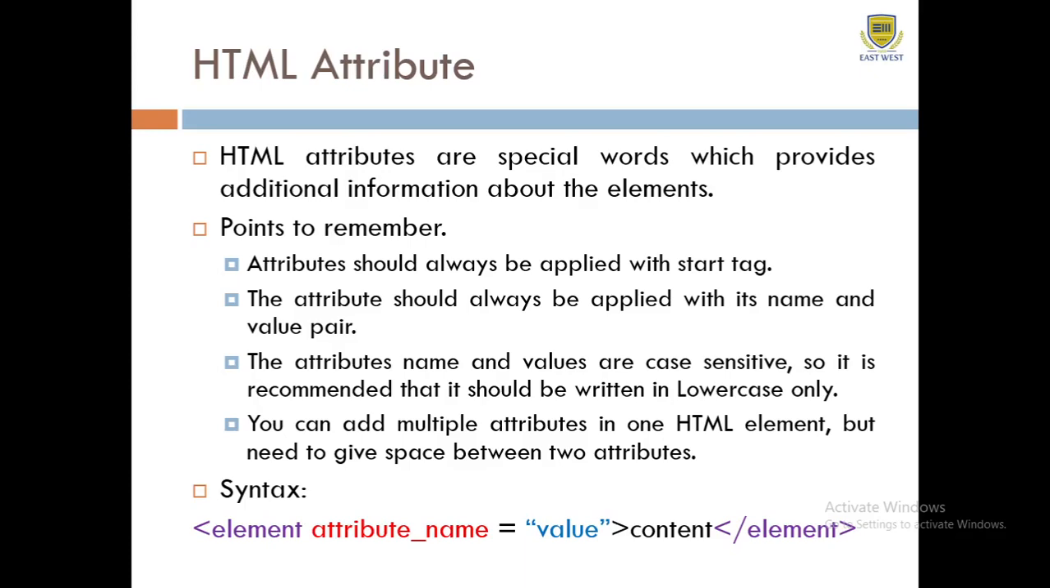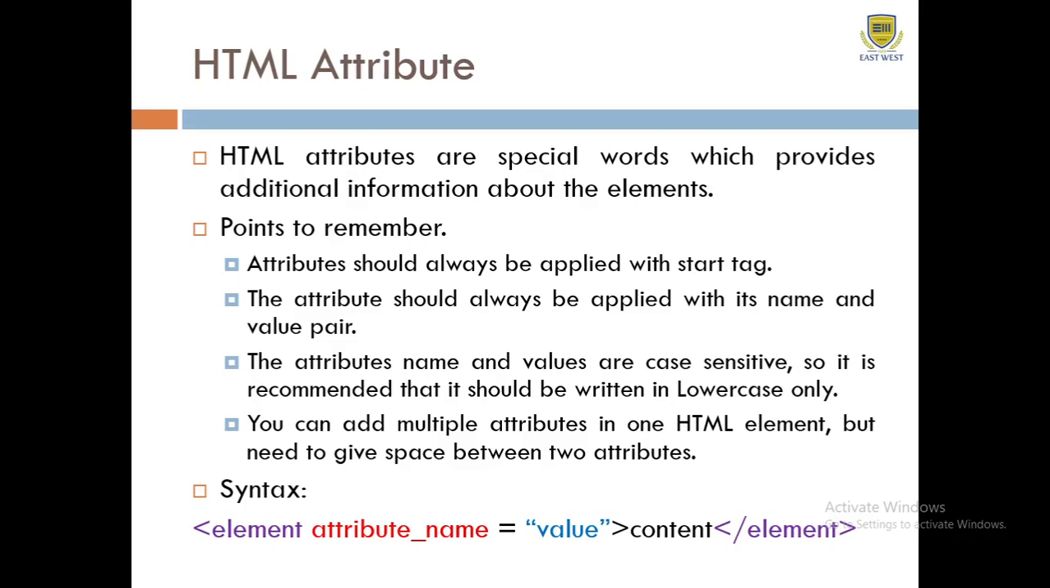Since it is case sensitive, every time I use attributes for the name and value pair, I should use lowercase, not uppercase or camel case letters. The next point to be remembered is that you can add multiple attributes in one HTML element, but you need to give at least one space between two attributes. If you are going to use multiple attributes, you need to have a minimum of one space.